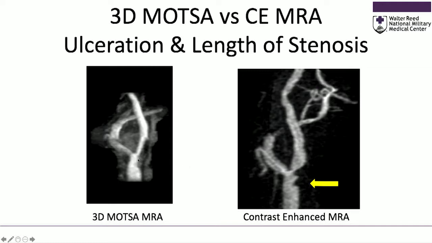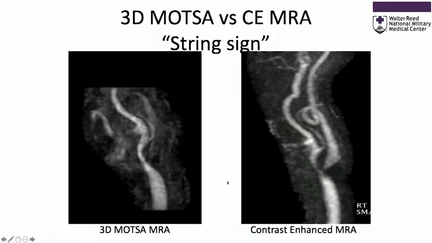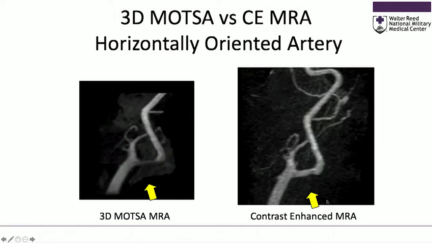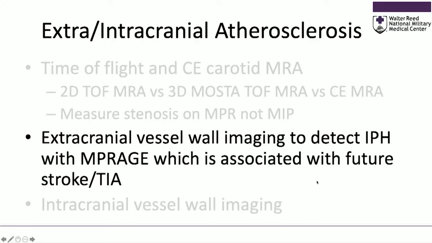The advantages, again, is better estimation of the length of the plaque and ulcerations. Remember I mentioned you can't be sure when there's a high-grade stenosis if the internal carotid artery is patent. So is this internal carotid artery patent or not? Is this internal carotid or is it just fat? Here on the contrast MRA, you can clearly see it's still patent. The surgeon needs to operate. And horizontally oriented vessels have problems with spin saturation. That's not a problem with contrast-enhanced MRA.